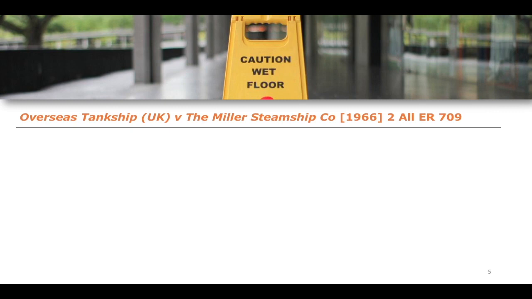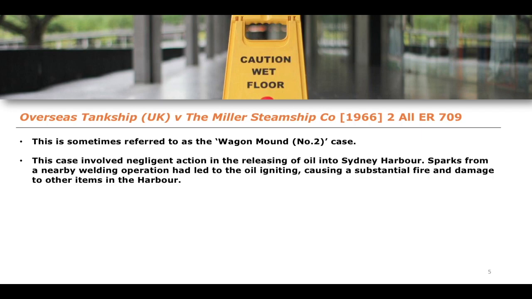A few years later, we get the case of Overseas Tankship United Kingdom and the Miller Steamship Corporation of 1966. This is sometimes referred to in textbooks and in the case law as the Wagon Mound number 2 case. We will get to the first Wagon Mound case when we talk about remoteness in a future lesson. But this case involved negligent action in the releasing of oil into Sydney Harbour.